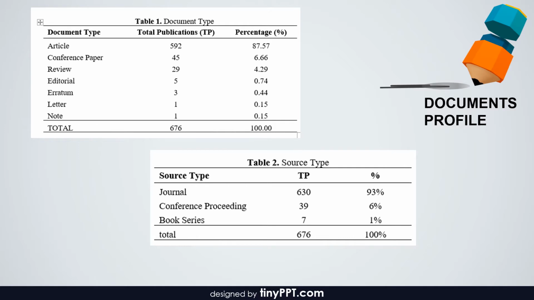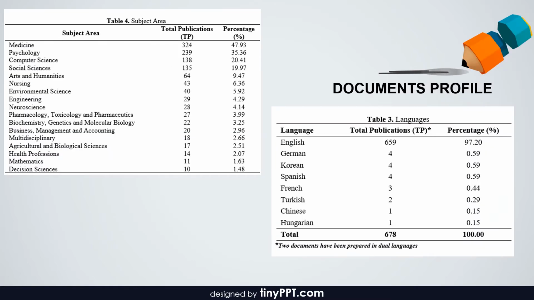Here are the document profiles found from the Scopus database, in which we are talking about document and source type. For these research purposes we are taking 592 research articles from journal publications in the Scopus database, and among these, journal becomes the most prominent source type, which is 630. For table 3, the most used language for the research publications is English, and the subject areas that get the main attention are medicine, psychology, and computer science.